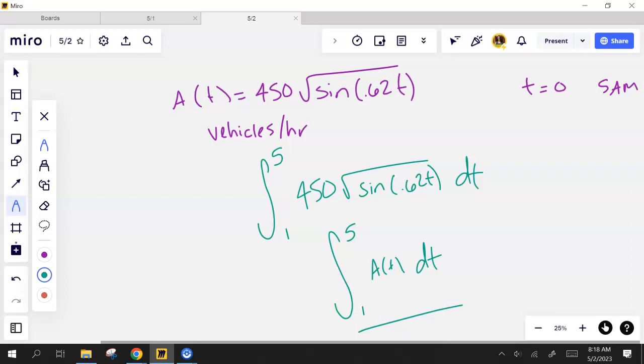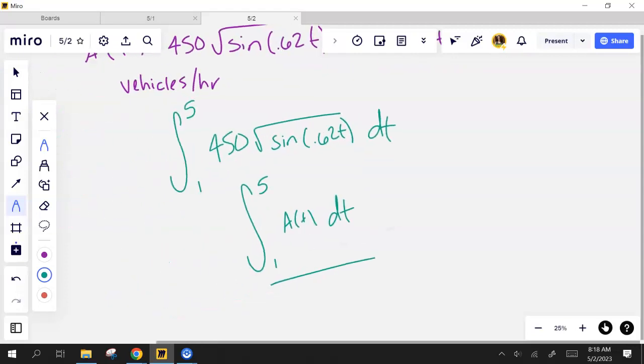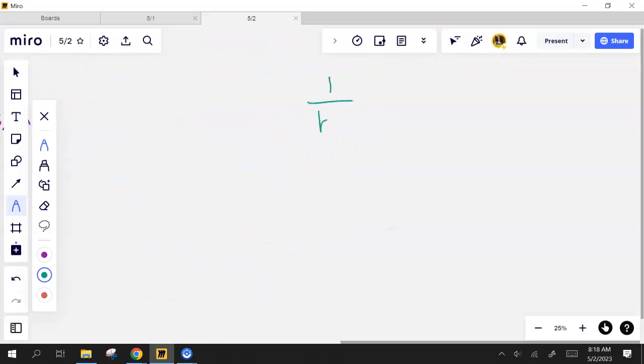Okay, find the average value of the rate. Okay, so average value, clued in. What does average value mean? How do I find average value? 1 over b minus a times the integral of that function. And it's the average value of the rate in vehicles per hour. So this is going to be the integral of A of t dt. This is a calculator problem. So at this point, oh look, 1 point uses the average formula. You get a point for that.